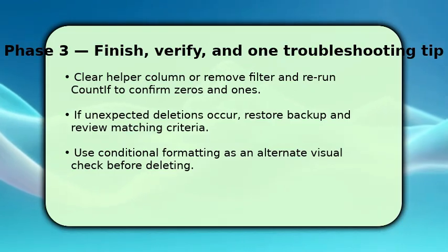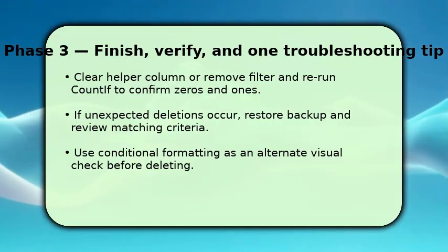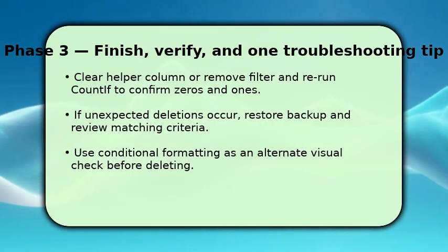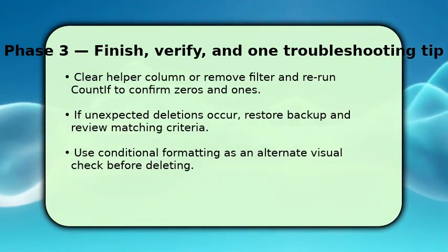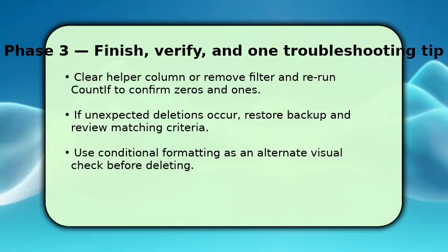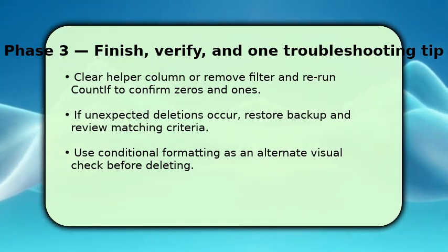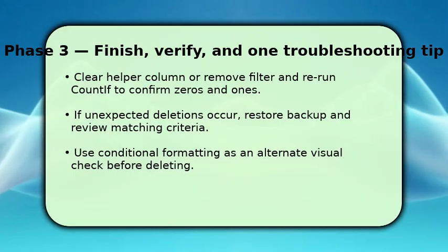If you see unexpected gaps or missing entries, immediately restore the backup and check whether numbers had hidden spaces, different formats, or leading zeros, in which case normalize the data first. As a quick tip, use conditional formatting to highlight duplicates before deleting so you visually confirm matches.